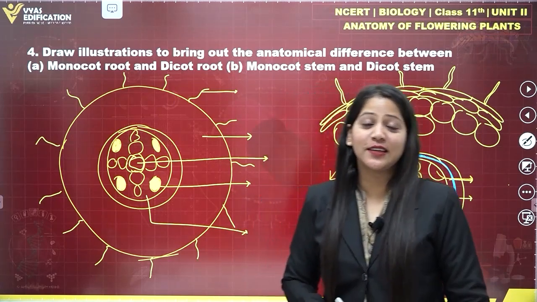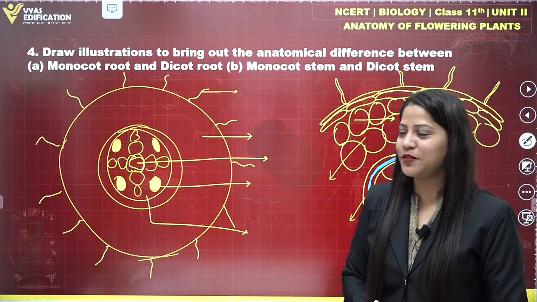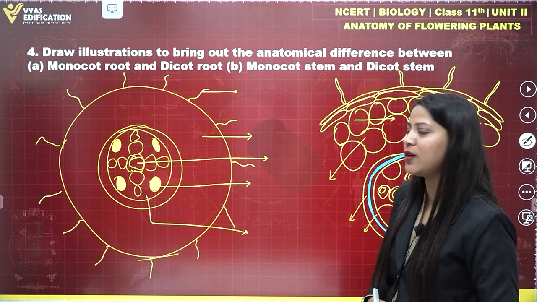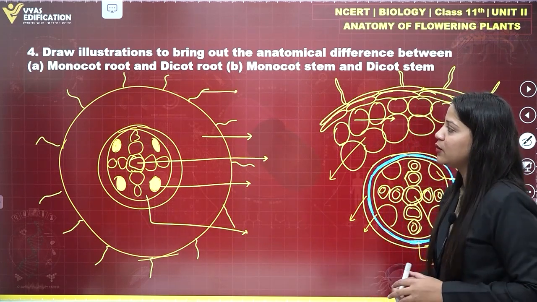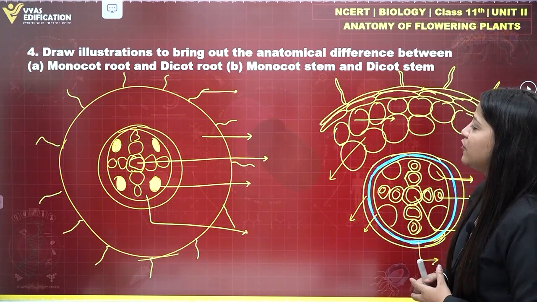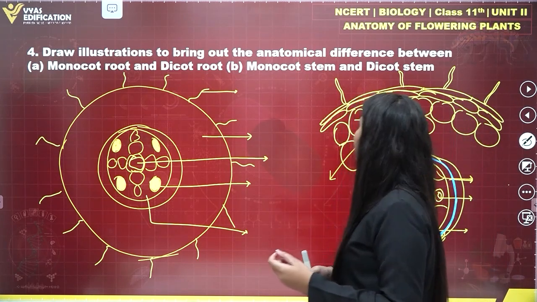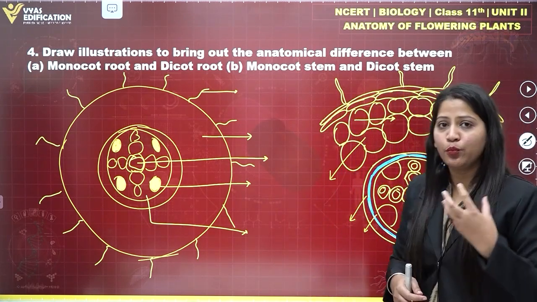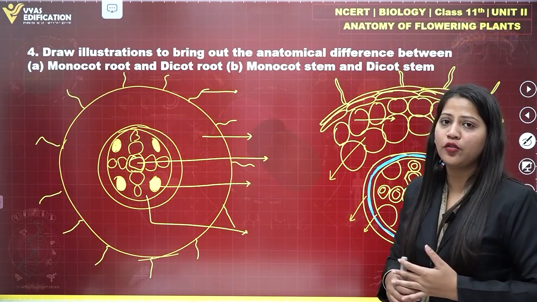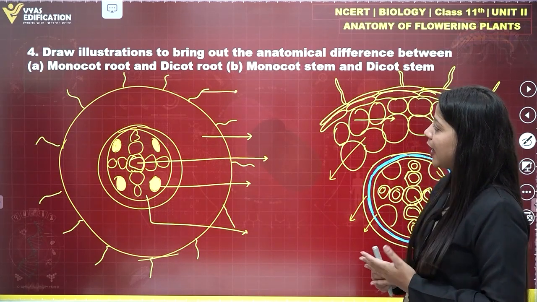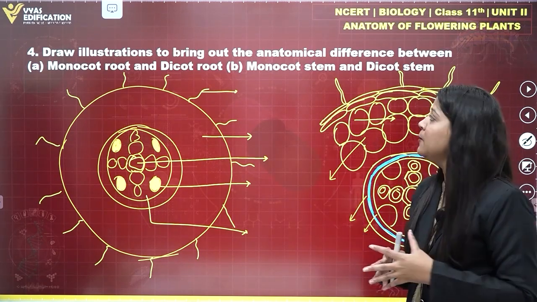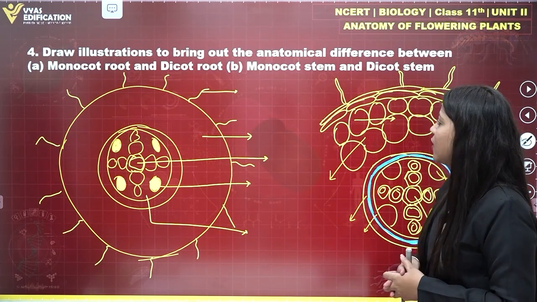So now we are going to discuss the next question, that is question number 4 of this chapter, and here we have to draw some diagrams. Let's read question number 4. Draw illustrations to bring out the anatomical difference between monocot root and dicot root. Then we have to draw a diagram to illustrate the difference between monocot stem and dicot stem.